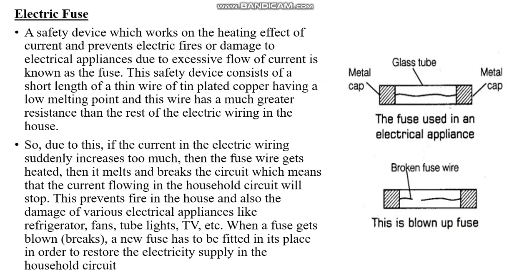Due to this, if the current in the electric wire suddenly increases too much, the fuse wire gets heated, it melts and breaks the circuit, which means the current flowing in the household circuit will stop. This prevents fire in the house and also damage to electrical appliances like refrigerators, fans, tube lights, TV, washing machines, etc. When a fuse gets blown, a new fuse has to be fitted in its place to get electricity for household requirements.